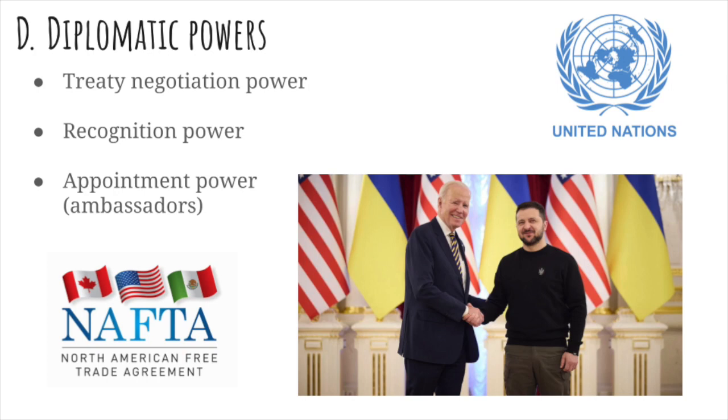In terms of diplomatic powers, the president is the chief diplomat, and they have the power to negotiate treaties with foreign powers. Those could be economic treaties like NAFTA, those could be military treaties like NATO, and of course those treaties would have to go back and be proposed to the Senate, and the Senate would have to approve those treaties. The chief diplomat also has the power to recognize foreign governments. That's an important diplomatic tool.